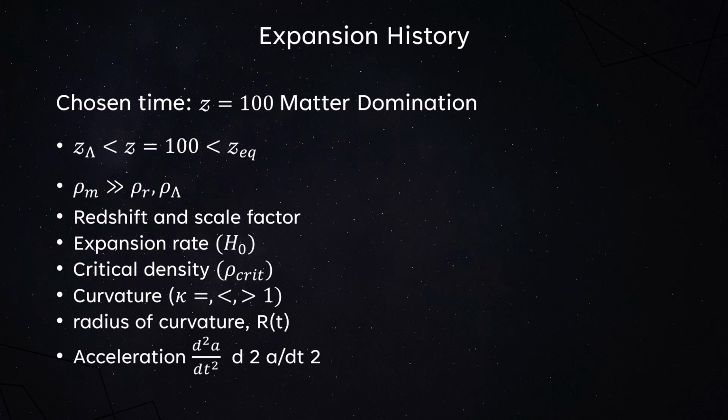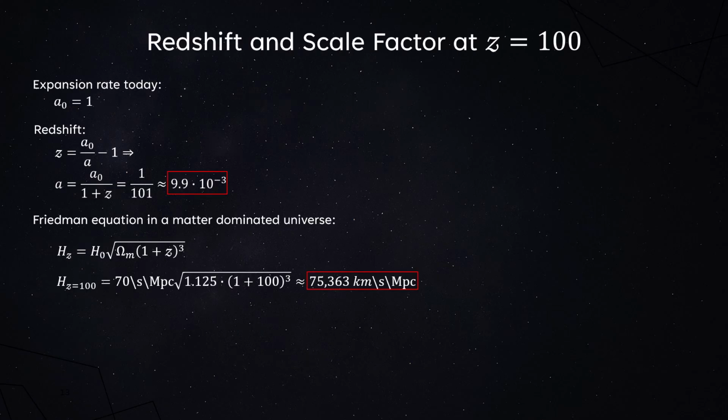So our next topic is expansion history, and we were to choose a time. I chose z equals 100, when matter dominates the universe, and we'll look at its expansion history from there. I picked this time because it makes the calculations a little bit simpler to work with, and we'll cover redshift and scale factor, expansion rate and critical density, curvature and radius of curvature, and how the expansion is accelerating or decelerating.